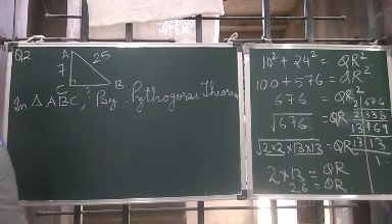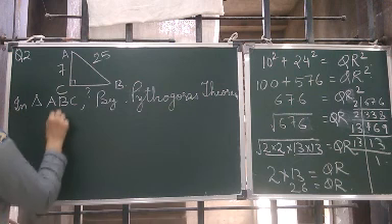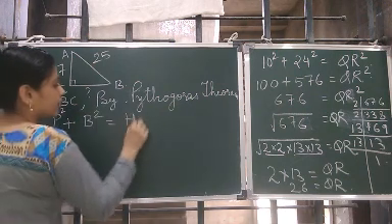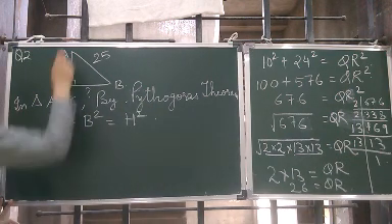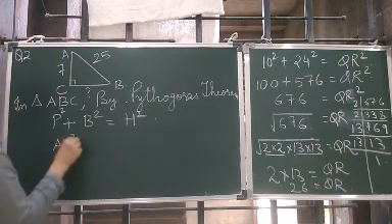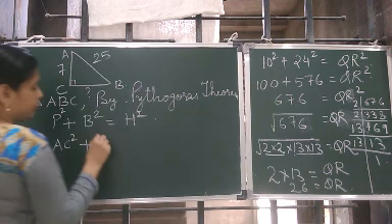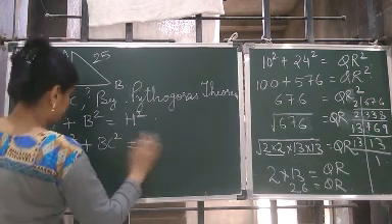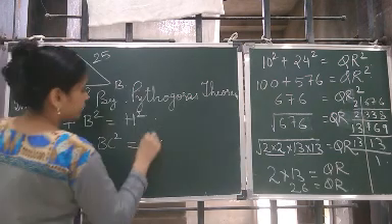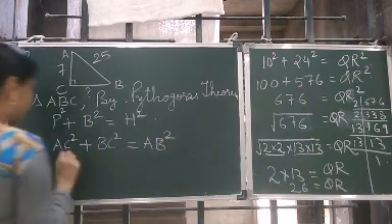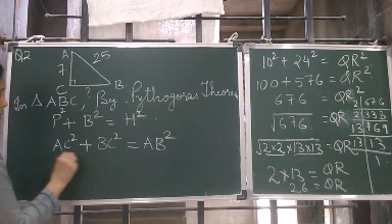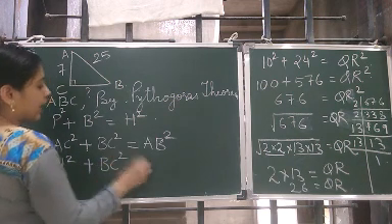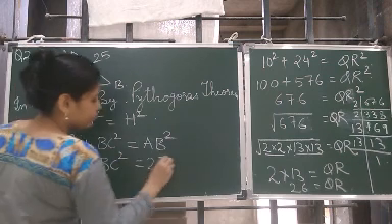So perpendicular square plus base square is equal to hypotenuse square. Who is the perpendicular? The one that stands straight, that is AC square, plus who is the base? BC square, and who is the hypotenuse? AB square. Now we put the values. We put the value of AC. How much is AC? 7 square. And how much is BC? We don't know, so we let it be BC only. And what is AB? 25 square.